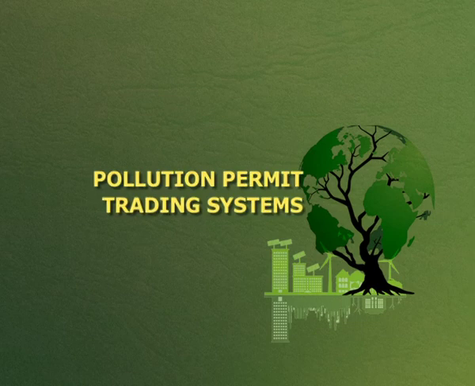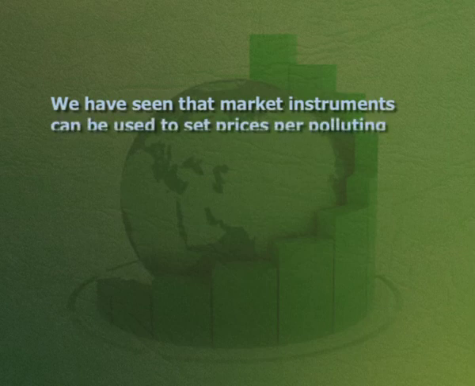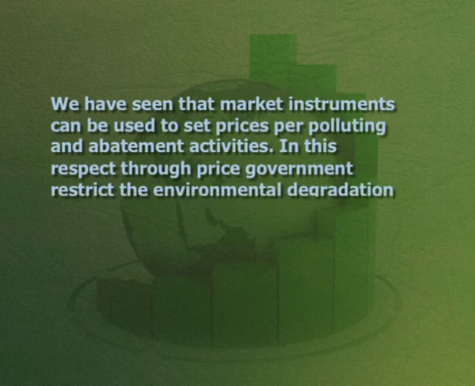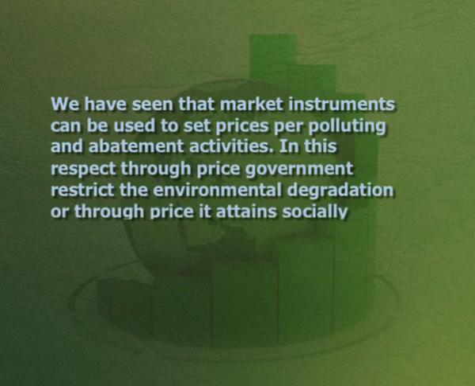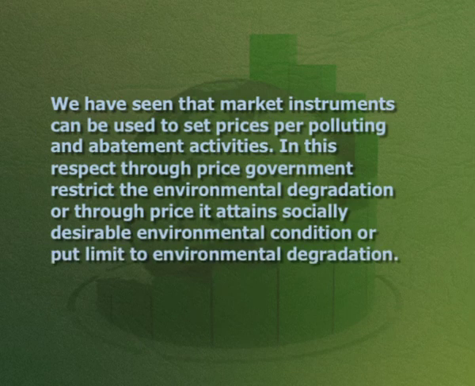Pollution permit trading systems. We have seen that market instruments can be used to set prices per polluting and abatement activities. In this respect, through price the government restricts environmental degradation, attains a socially desirable environmental condition, or puts a limit on environmental degradation. Herein, the government adjusts the quantity of desirable and appropriate environment by a price-quantity relation in the opposite direction, that is, adjusting price by quality and quantity of environment.